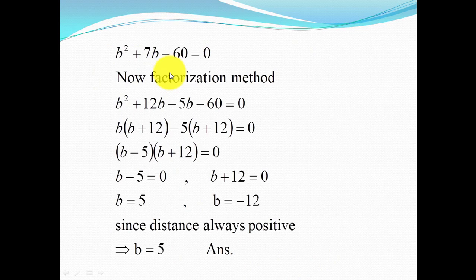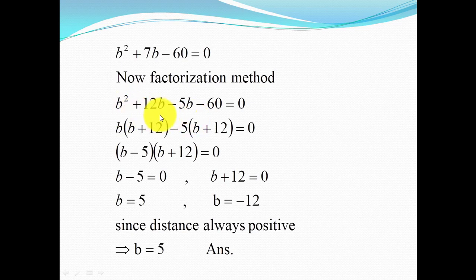Now we have to find the value of b. Actually, what is b? So now using the factorization method, break the 7b into 12b minus 5b. You can clearly see that 12 minus 5 is equal to positive 7.